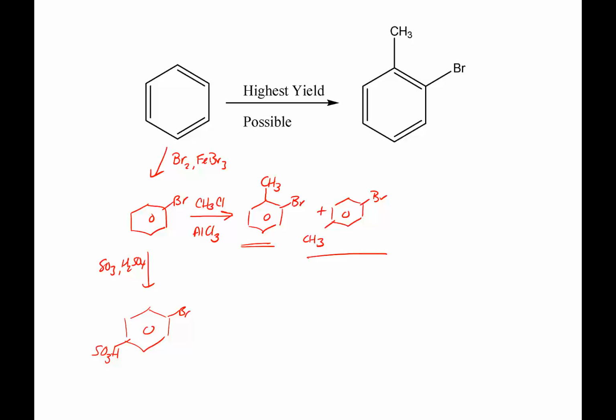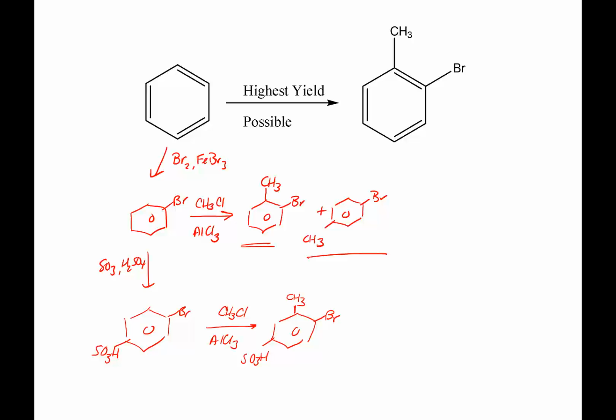So I'm going to get a high yield of this product. And now what should I do? Now that I've blocked the para position, let's go ahead and react that with methyl chloride and AlCl3 so that the methyl group is forced to add to the ortho position next to the bromine.